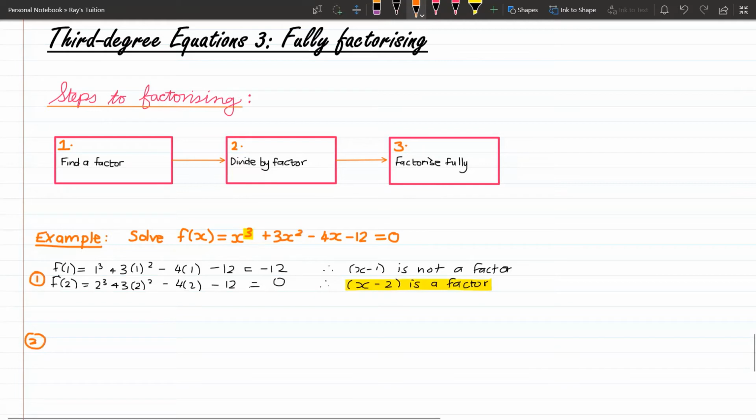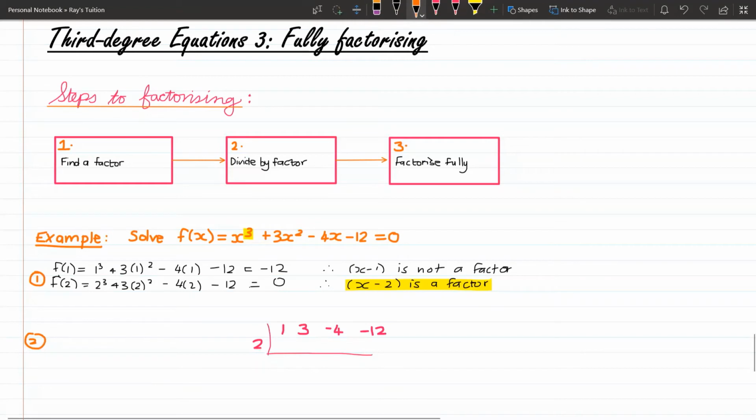I'm going to use synthetic division. What that involves is us writing an upside down division sign. The thing we are dividing by is the factor, our divisor, 2. And what we're dividing is the full equation, and we write just the coefficients. So the coefficient of x cubed is 1, the coefficient of x squared is 3, the coefficient of x is minus 4, and our constant term is minus 12. Please watch our previous video if you are confused about a step.